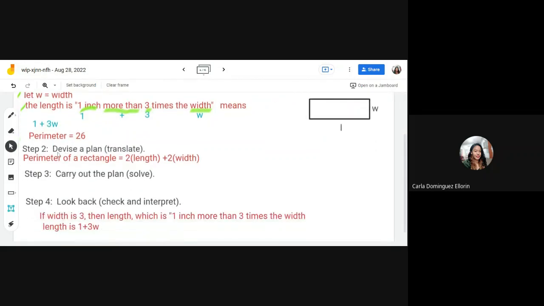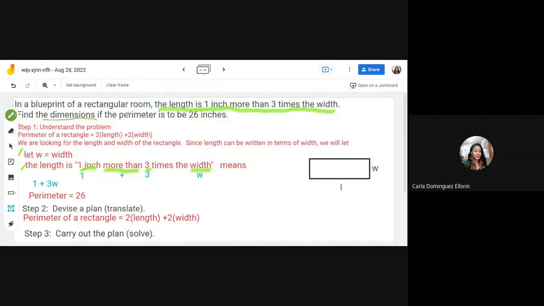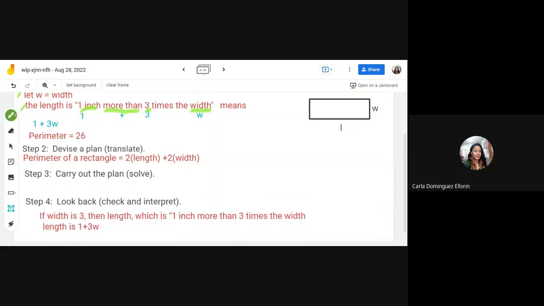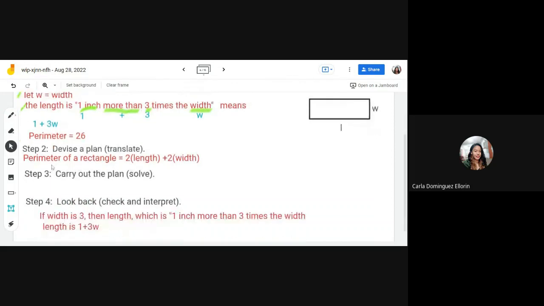So, given then in our problem that the perimeter is equal to 26 inches. So, our perimeter is equal to 26. So, this is our step 1. Now, proceed to step 2.